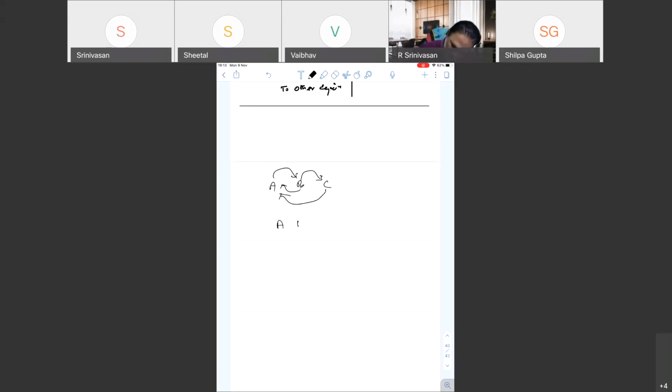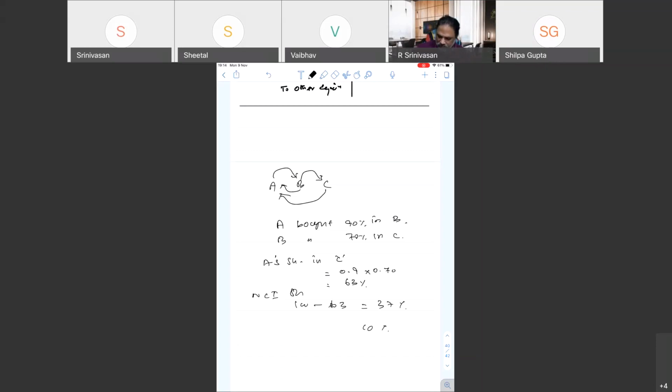Suppose let's say A bought 90% in B, and B bought 70% in C. So what will happen? A's share in C will be 0.9 into 0.7. How much is this? 63% share A will be having in C. Non-controlling interest of C will become 100 minus 63 for A. So 37% will be the NCI in C and 10% NCI in B. So this is the consolidation we have to do. That's it. Nothing more than that.